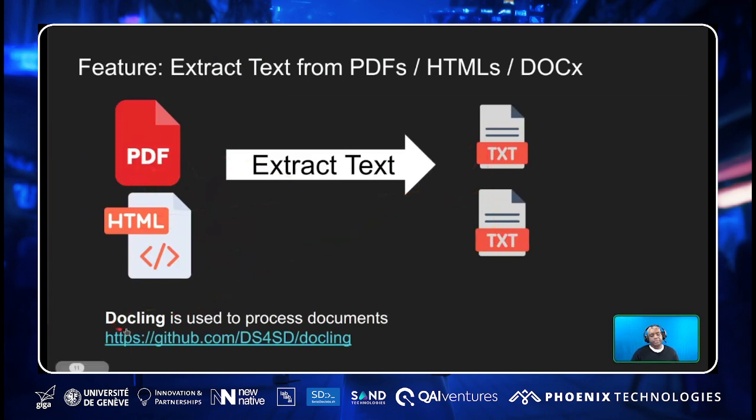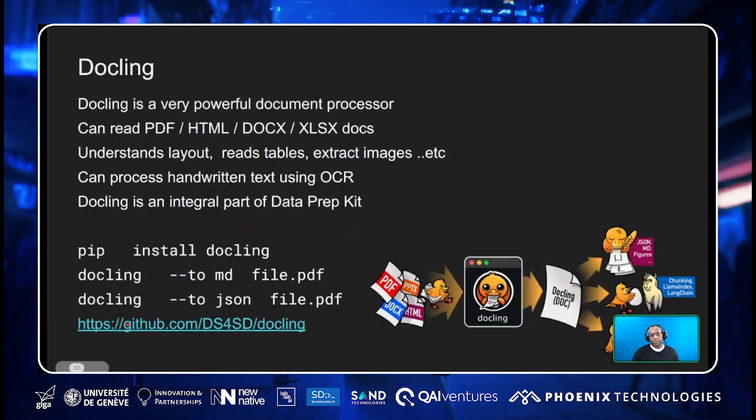And for this, we actually use another open source toolkit called Docling. Docling is basically a document processor. It's a one-liner. It can pretty much understand any popular format. You can read PDFs, HTML, Word documents, Excel documents, and convert them into simple text or JSON, however you want. It's pretty cool because, let's say you have tables in your PDF, it can extract the table data. If you have embedded images, you can also extract the images.